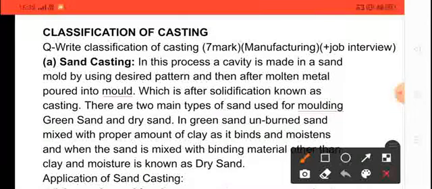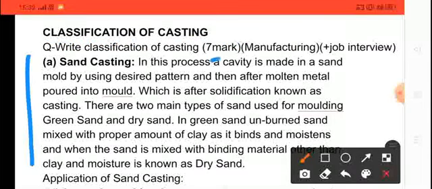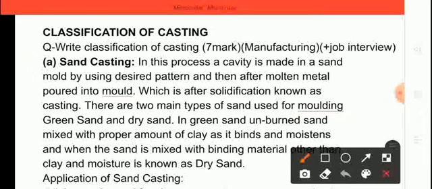Today we are going to see the classification of casting process. This question is very important in diploma as well as in degree and also in job interviews. As an engineer, one should know the classification of casting and one should write it briefly to achieve good marks. A 7 marks question is asked in the subject manufacturing technology in the Bachelor of Engineering. So let's start without wasting time.